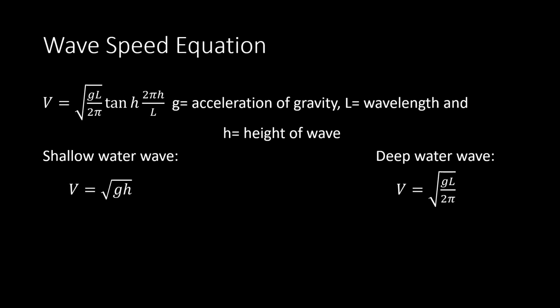Deep water waves, where depth is greater than half the wavelength, are dependent only on the wavelength and not the depth, so the equation can be shortened to v equals the square root of gL over 2 pi. For shallow water waves, where depth is equal to 1/20th the wavelength, the equation can be shortened to v equals the square root of gh. For intermediate waves with depth between 1/2 and 1/20th the wavelength, the full equation must be used to determine the speed of the wave.